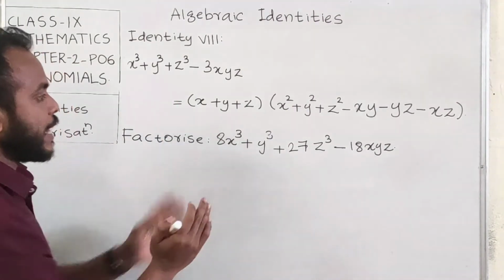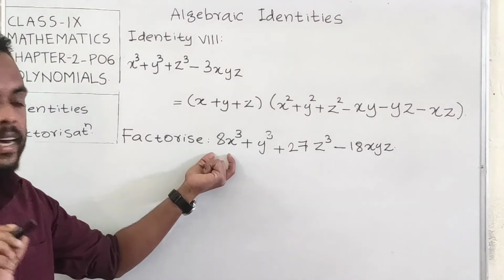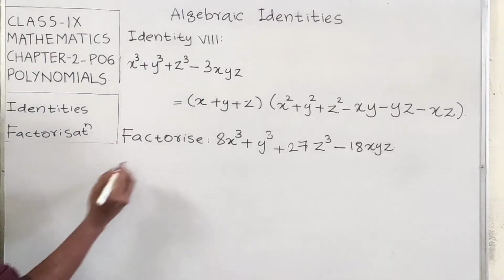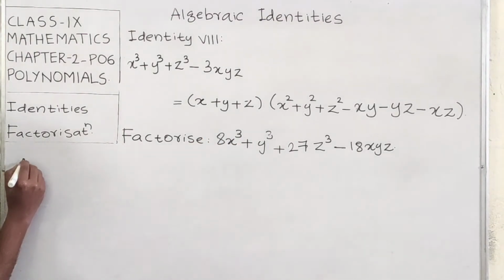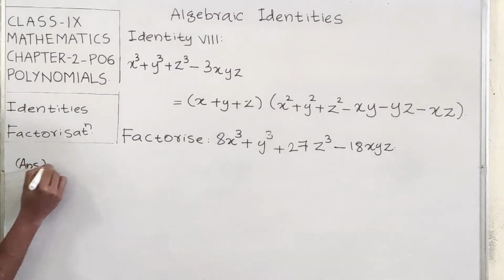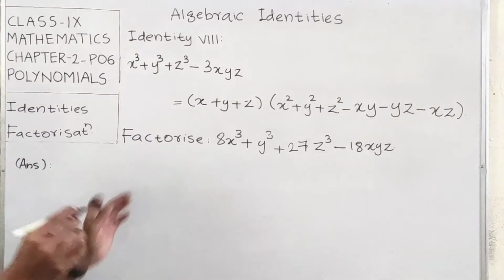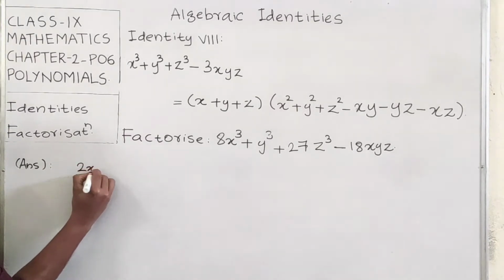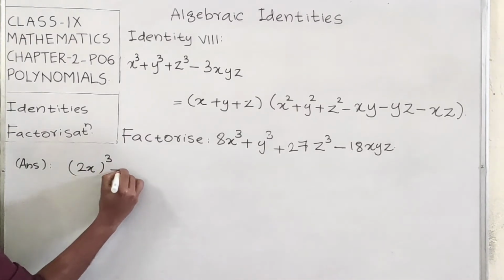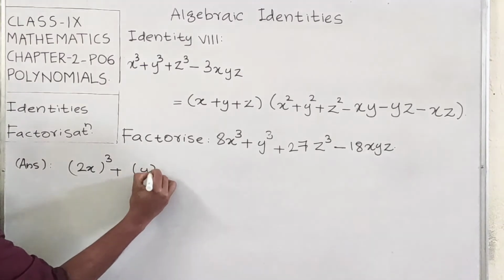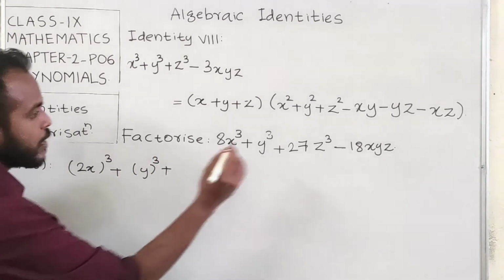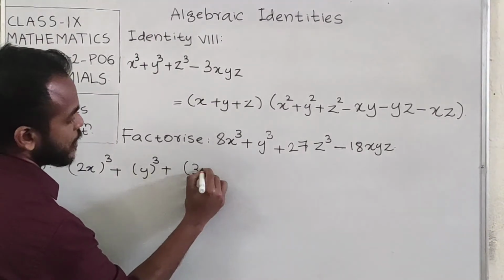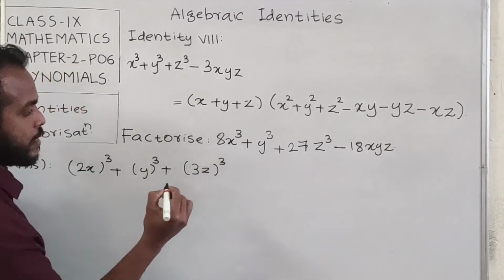No. But if we make a slight rearrangement to all the terms, we can. So let's try. First number 8x cube. How will you write 8x cube as something whole cube? We have been doing it since the beginning of this particular chapter. So 8x cube is nothing but 2x the whole cube. Now y cube is already there, so we don't need to make any rearrangement. But 27 is the cube of 3. So it's effectively the cube of 3z.